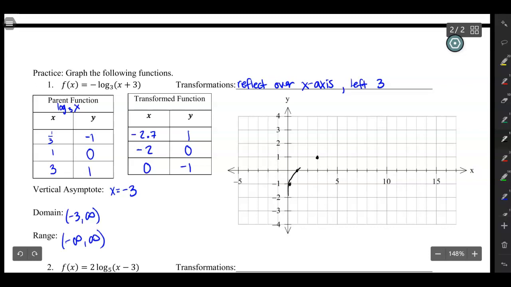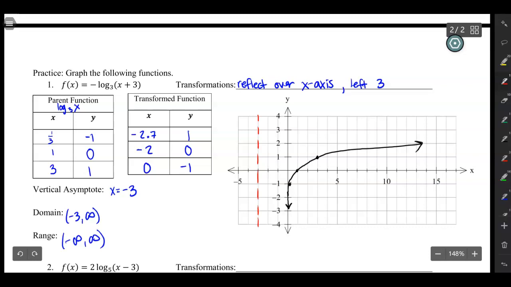So this black graph is my parent function. It's not my answer, it's just a stepping stone to get to the right answer. Now I'm going to draw in my transformed graph. The first thing I want to do is draw in my vertical asymptote, because that's going to be a really good reference point for me.